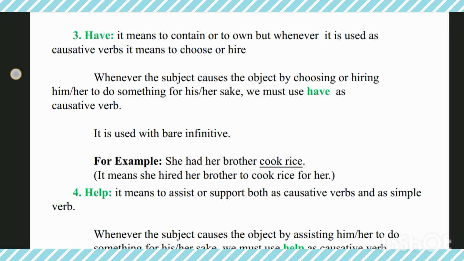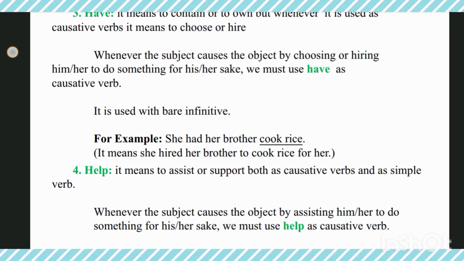It is used with a bare infinitive. For example, she had her brother cook rice. It means she hired her brother to cook rice for her. The sentence looks like the first sentence, but it gives a different meaning: she hired her brother to cook rice for her.